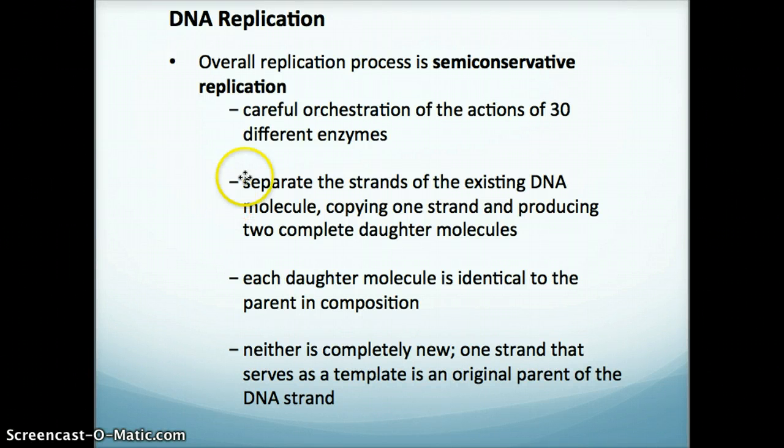So it's a bunch of different enzymes that come in to do this. They'll separate that strand of existing DNA. They'll copy one strand and produce two complete daughter molecules. And like I said before, each daughter molecule, although it's identical to the original, one side of it will be new and one side of it will be old, or the actual template. So that's what it means by semi-conservative replication.